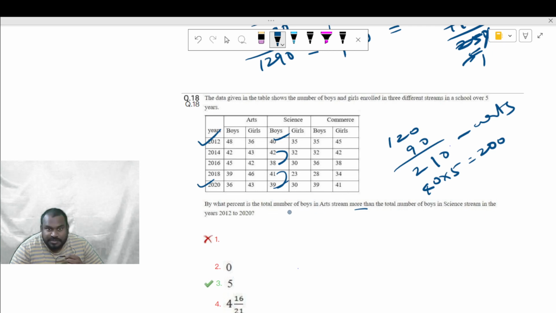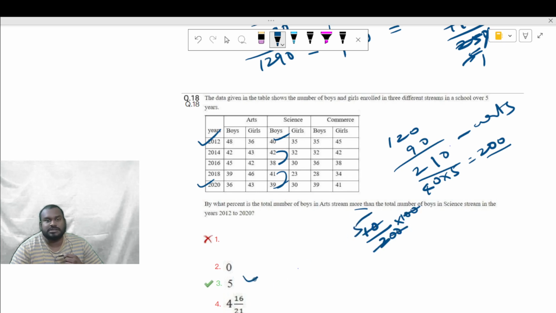By what percent is the total number of boys in arts more than the total number of boys in science? Total number of boys in arts is 210, and in science it is 200. So the difference of 10 is more than the boys in science stream in the years 2012 to 20. Arts is more than science, so science should come at the bottom. The answer is 5%.